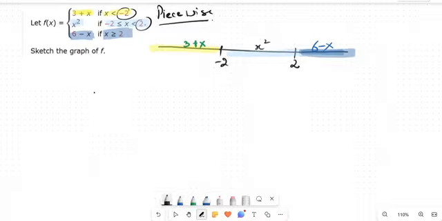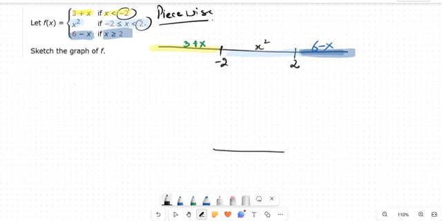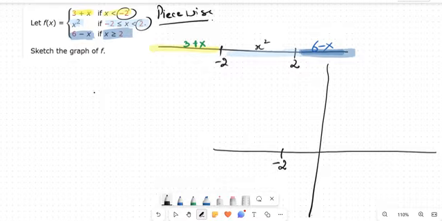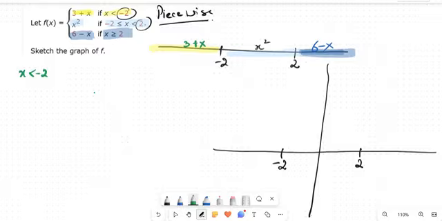Okay, so if you have to draw the graph, we need a grid. We need to draw the graph differently before -2, differently from -2 to 2, and differently after 2. So let's talk about one at a time. Okay, let's talk about when x is less than -2. The function is 3 plus x.